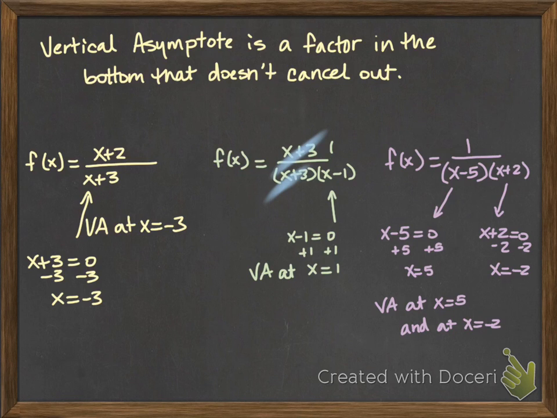So that's all there is to vertical asymptotes. Basically, you factor, you cancel anything out that you can cancel out, and whatever's left over in the bottom, that's your vertical asymptote.